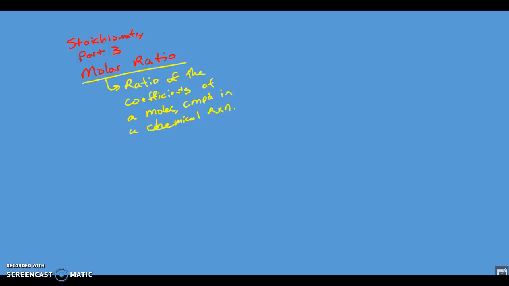So if we have a generic equation of 3A plus B yields 6C. So this is just a general equation. A, B, and C are different elements, different variables, and we have these coefficients here. So my ratio of A to C is 3 to 6, or 3 moles to 6 moles.